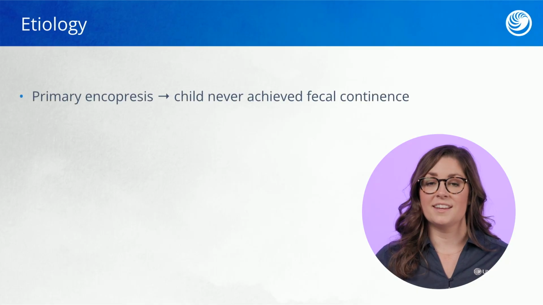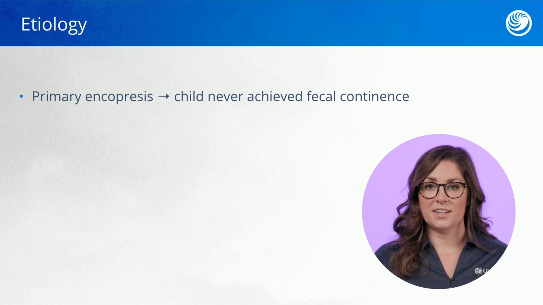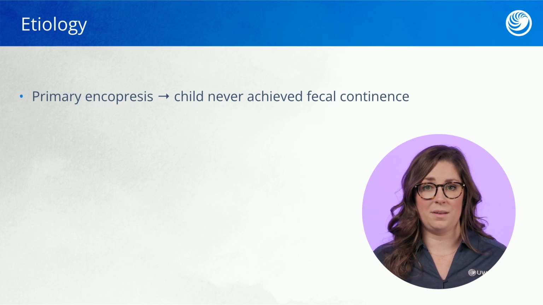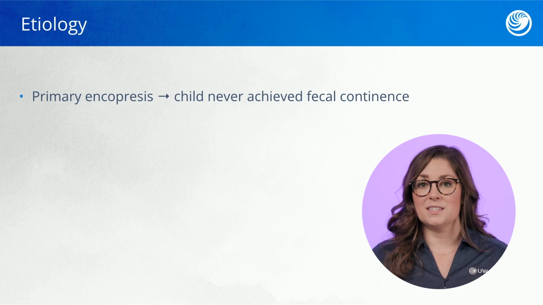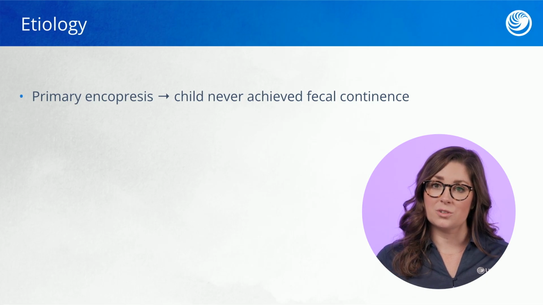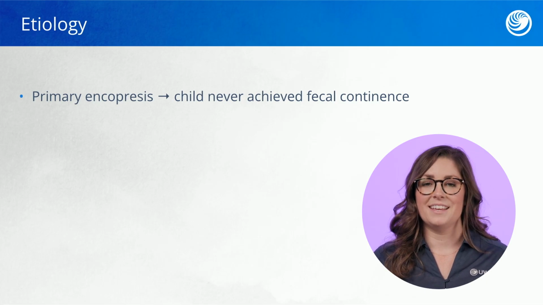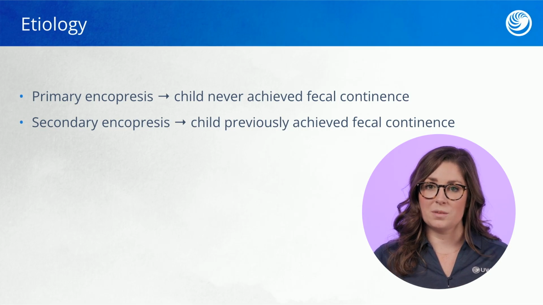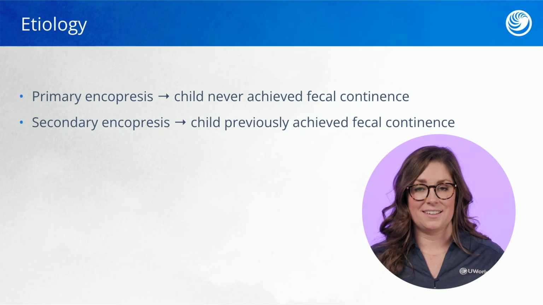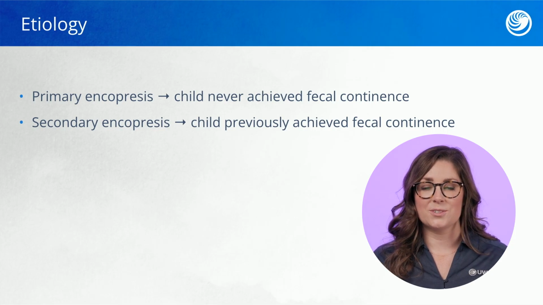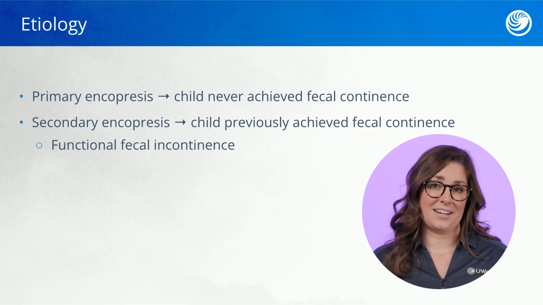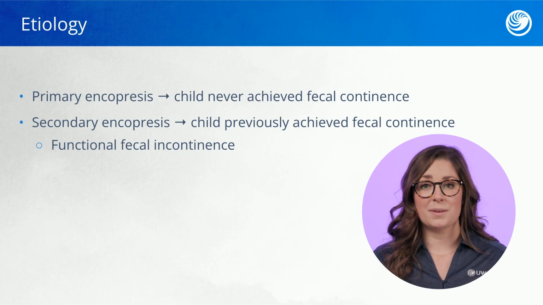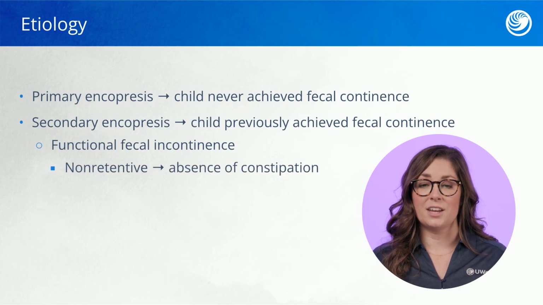Encopresis can be broken down into 2 categories, primary and secondary. Primary encopresis involves children who have never obtained bowel control or toilet training, and this may be due to an underlying medical condition or even developmental delays. Secondary encopresis is in children who have already obtained bowel control, but for some reason, they are now having accidents again. Secondary encopresis is also known as functional fecal incontinence. And this can actually be broken down even further to 2 subcategories, non-retentive and retentive.